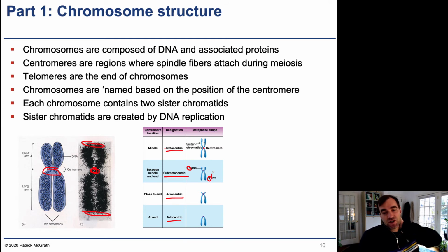So if you're interested in GWAS, if you've heard of anything like that, then those are also important. So again, each chromosome contains two sister chromatids, and sister chromatids are created by DNA replication.